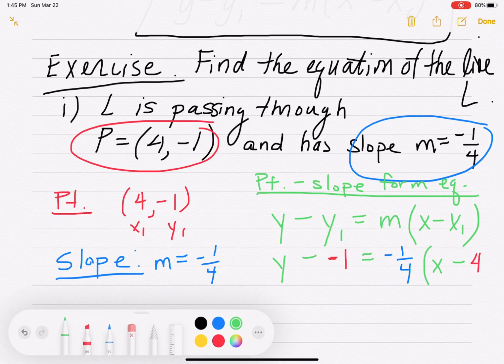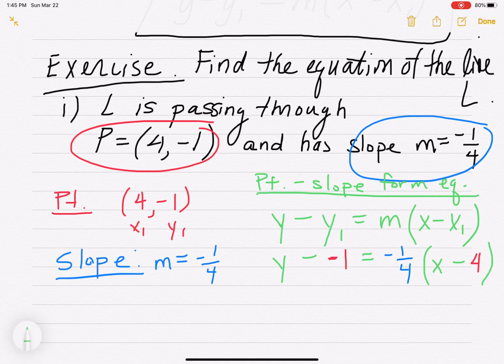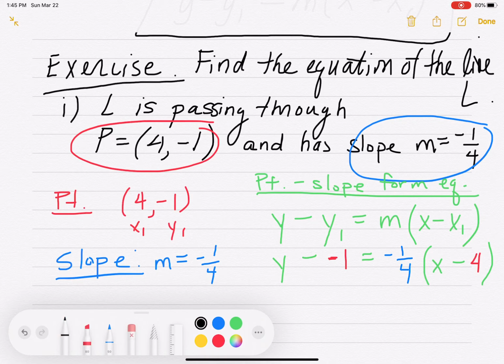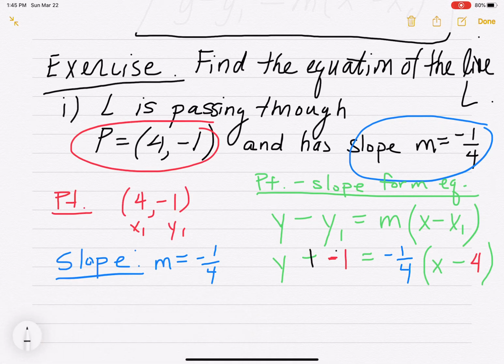Close that parentheses. Okay. Now, we want to clean this up. So we have a double negative here on the left-hand side, so the double negative makes a plus. And we want to simplify this. If I simplify this, I can distribute the negative 1/4 through the parentheses on the right-hand side.